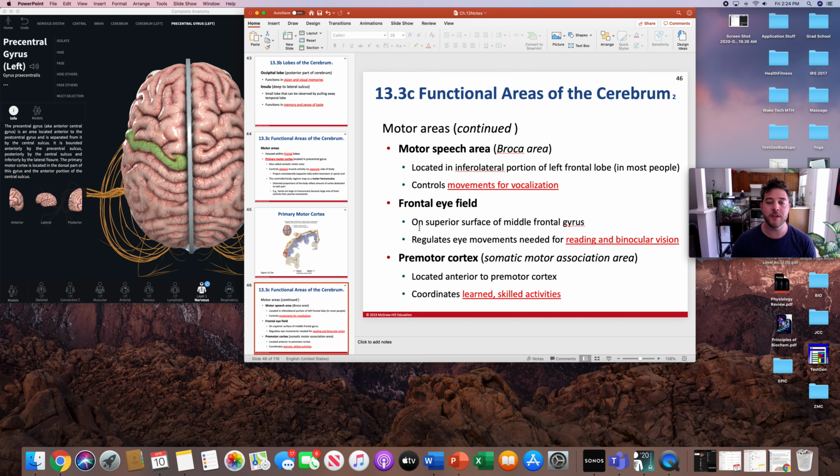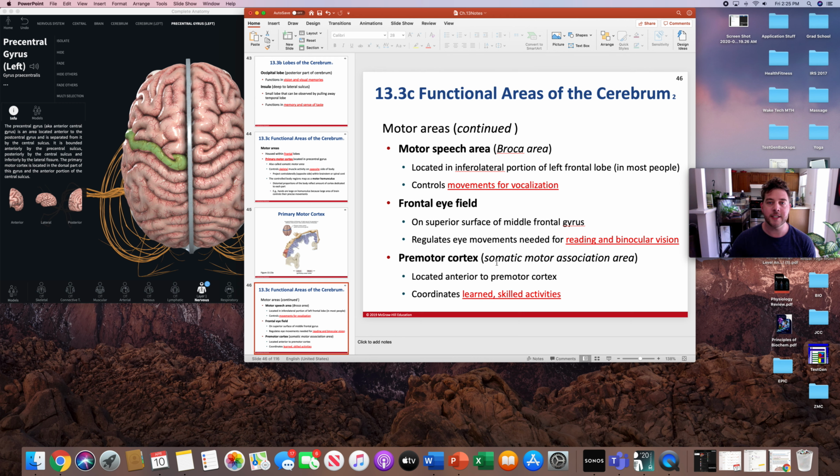The frontal eye field is on the superior surface of the middle frontal gyrus. So one of these gyri in here on the side of the brain is going to be housing the frontal eye field for eye movements. Needed for reading and binocular vision. So binocular meaning that you're looking, both eyes are observing something and giving you one image, versus monocular, which is going to give you both eyes giving you an individual image.